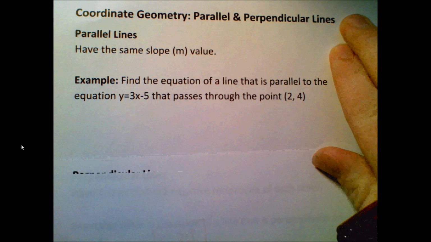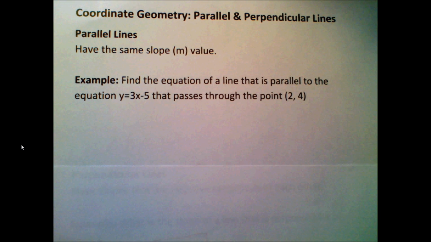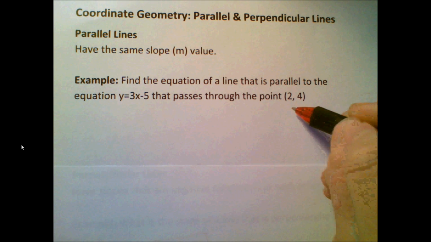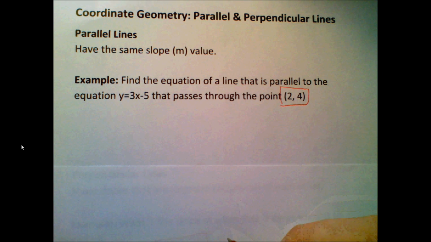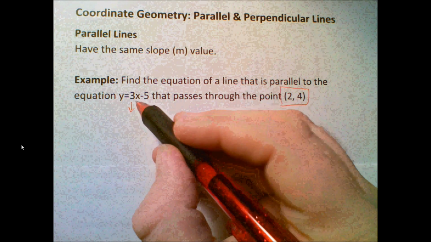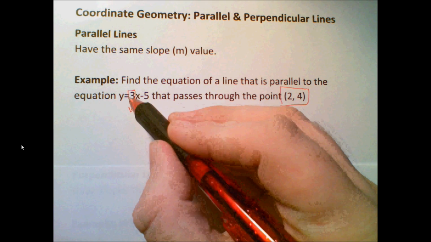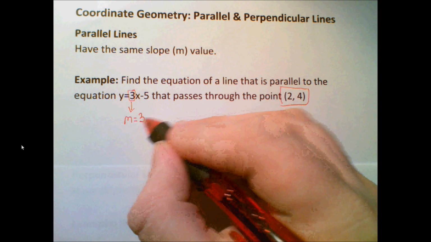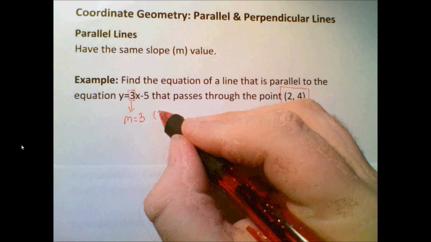Find an equation of a line that's parallel to the equation y equals 3x minus 5 that passes through the point (2, 4). Now, we talked about finding an equation when you have the slope and a point, and those are the two key things that you need. We have a point here, and we have to figure out the slope. So the slope of this line, remember, look in front of the x value, is 3. So the slope of the parallel line is going to be 3. We know our point is (2, 4).